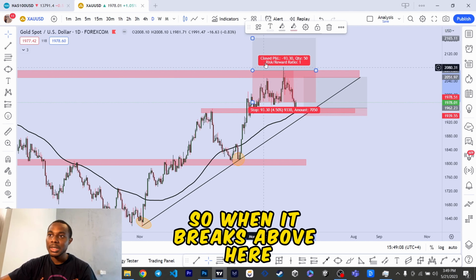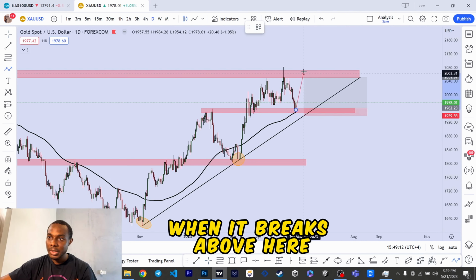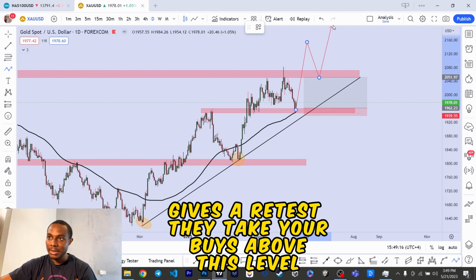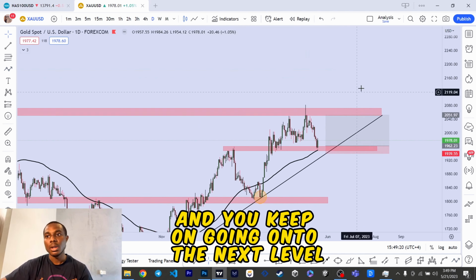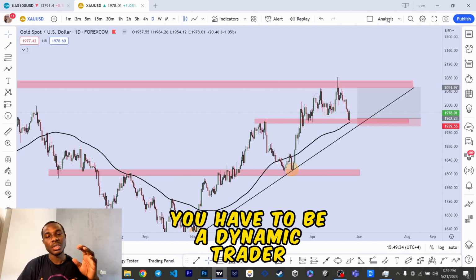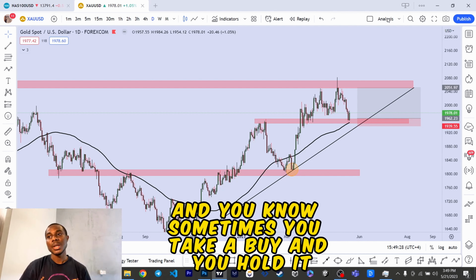So when it breaks above here, gives a retest, then you take your buys above this level and you keep on going on to the next level. I feel like that's the best way to trade. You have to be a dynamic trader, not just focused on, oh, you just take a buy and you hold it. Sometimes you take a buy and hold it.